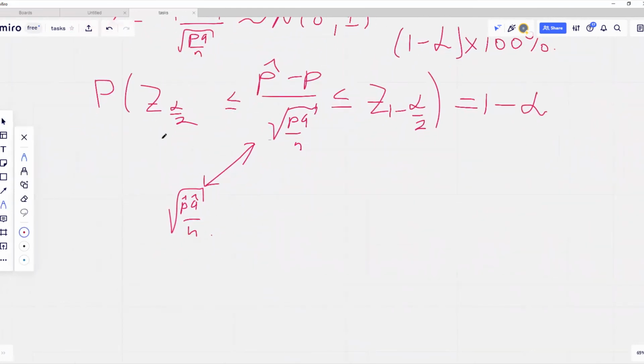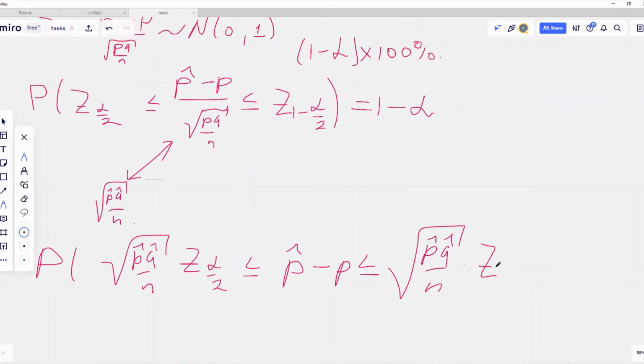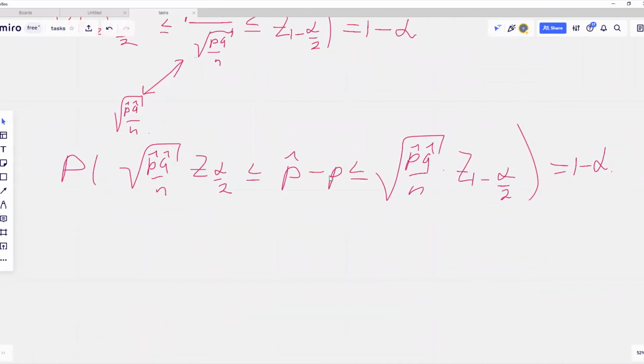Okay, then multiplying every side of this inequality by this term, we'll get the probability that the root of p hat q hat over n times z alpha over 2 lies in the interval. So this value lies in that interval, p hat q hat over n multiplied by our other critical value, z 1 minus alpha over 2, is equal to 1 minus alpha. All right, now we need to express p in terms of everything else.